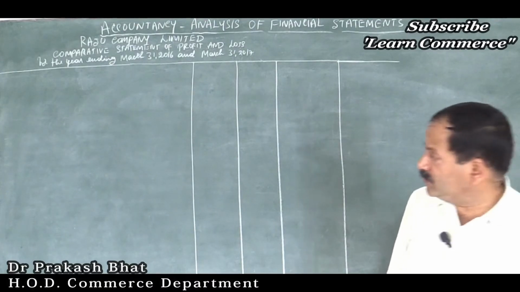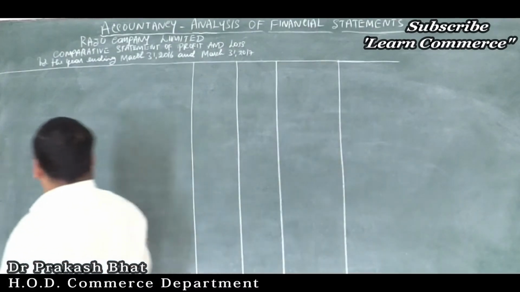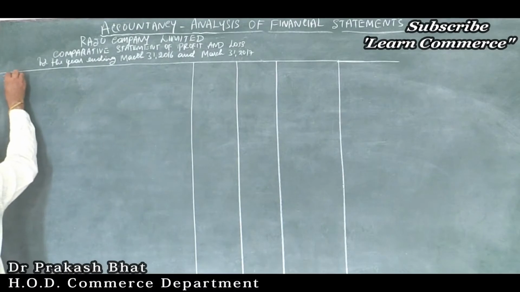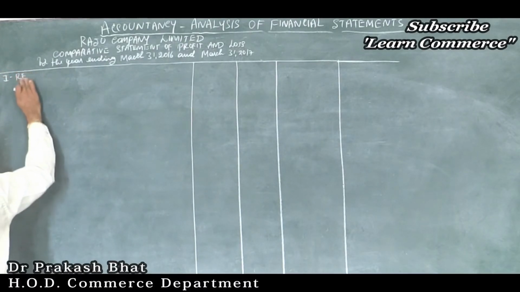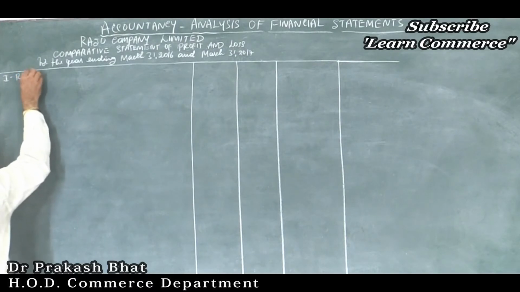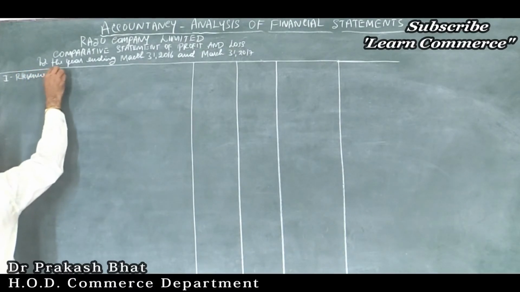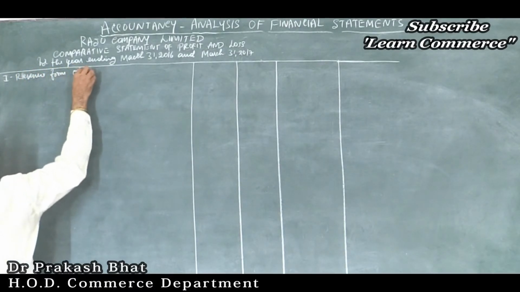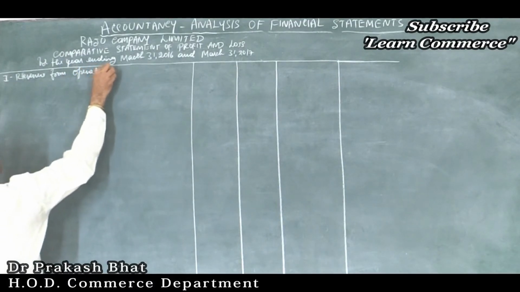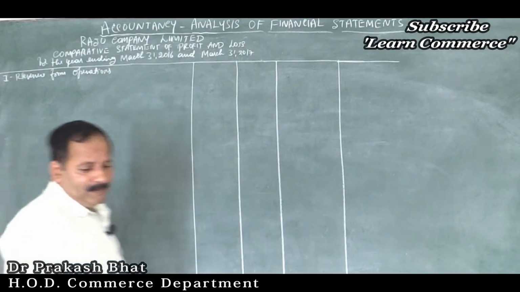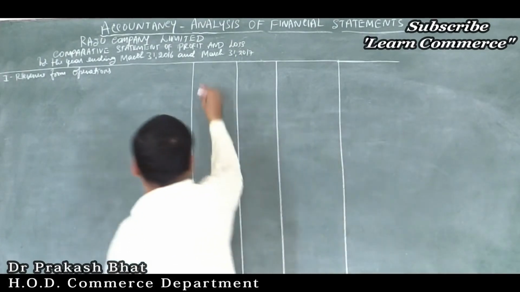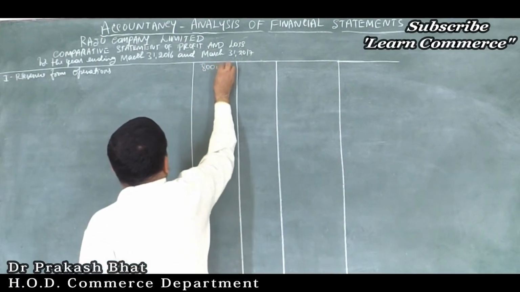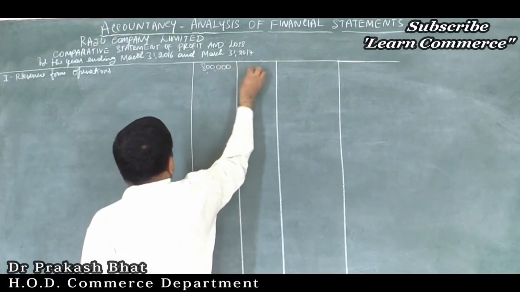Yes, let us move on. Revenue from operations. I will start. First one, revenue from operations. Write the amount, how much is it? 8 lakh and 9 lakh, correct? 8 lakh and 9 lakh.